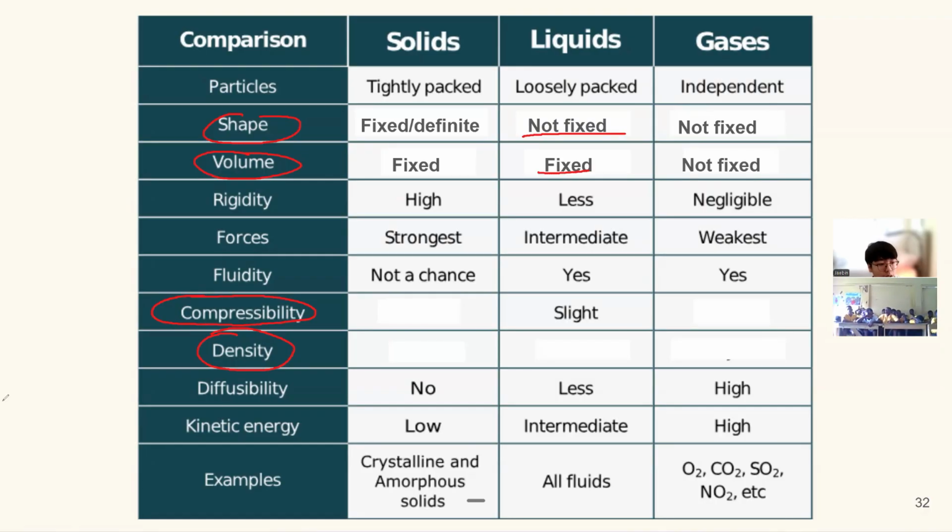Okay. And I can walk through the rest. Compressibility just means how much we can press the object. There's no compressibility of solids because the volume is fixed and the shape is fixed and it's very rigid. There is slight compressibility for liquids, but liquids are also not really compressible because the volume is fixed.